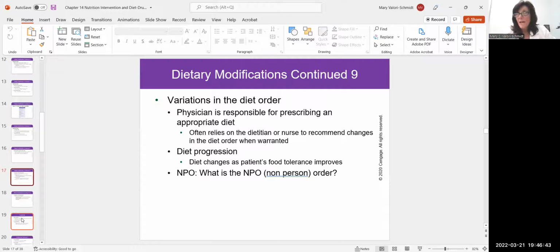NPO, those three letters, means nothing per os. It's Latin, so it means nothing by mouth. That is a dietary order as well. If you're having surgery and you're going to have anesthesia, they will say you have to be NPO after midnight the night before, because we don't want anything in your stomach. If you vomit, you can aspirate while you're on the table and then you can die. And that's not a good outcome, right?